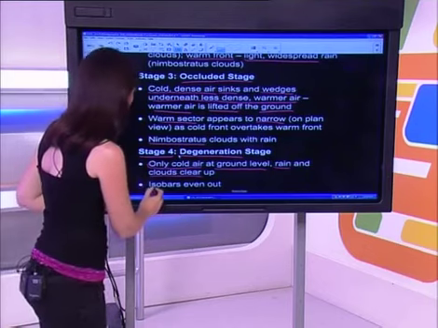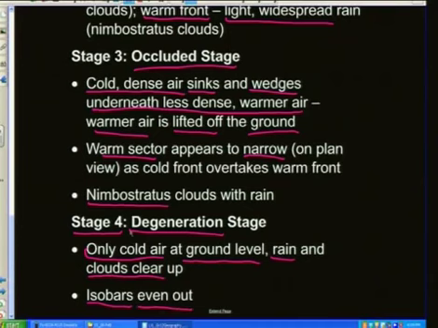Our isobars will also look like they even out. There won't be such a steep pressure gradient anymore. So on the map, they'll look like they're more evenly spread apart.